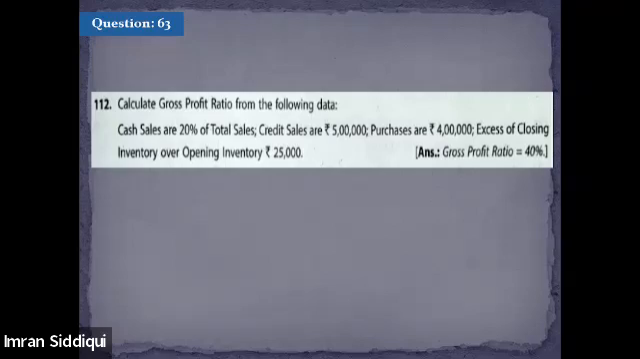Okay, sir. All right, moving to the next question, question number 63. Everyone, please try this gross profit ratio again. We need to figure out the gross profit ratio. Cash sales is given as 20% of total sales. Credit sales are 5 lakh. Purchases are there. Excess of closing inventory over opening inventory is 25,000. Let's give it a try.